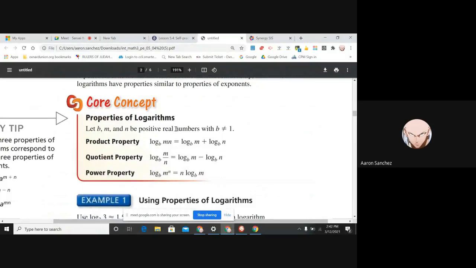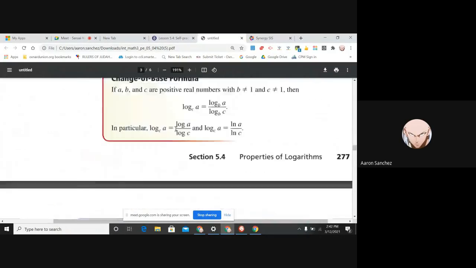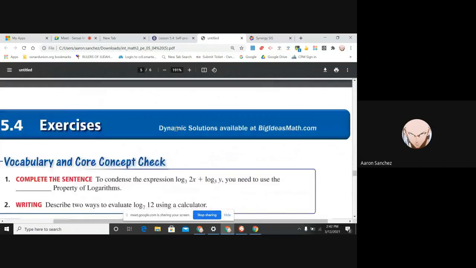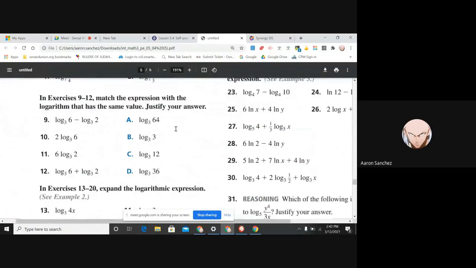Okay, so moving on. All right. So now 9 through 12. Now we're using these quotient rules to help us understand what's going on here. I kind of breezed through it in my other class and it was confusing to them. So I'm just gonna do the first and the last. Number 9 is log base 3 of 6 minus log base 3 of 2. What does that equal? Does it equal A, B, C, or D?